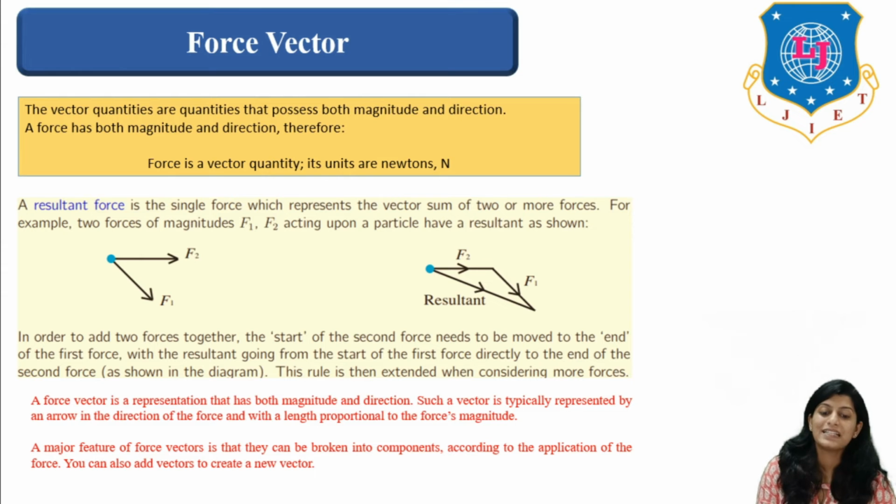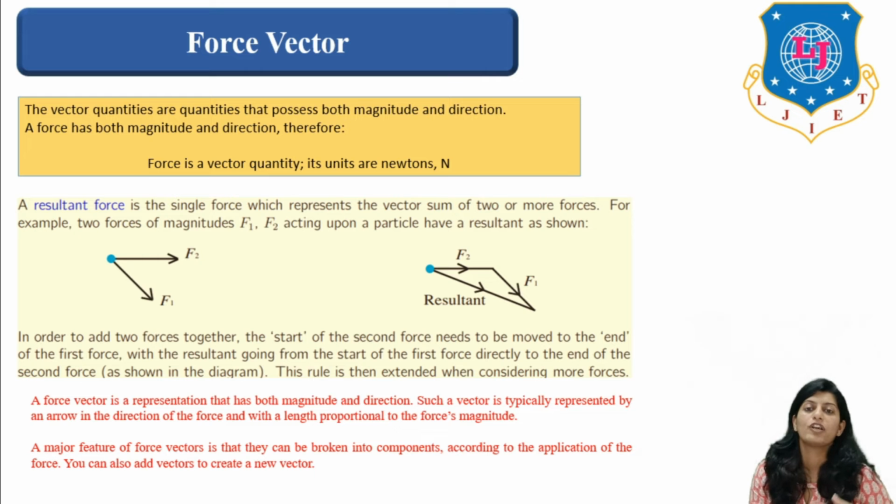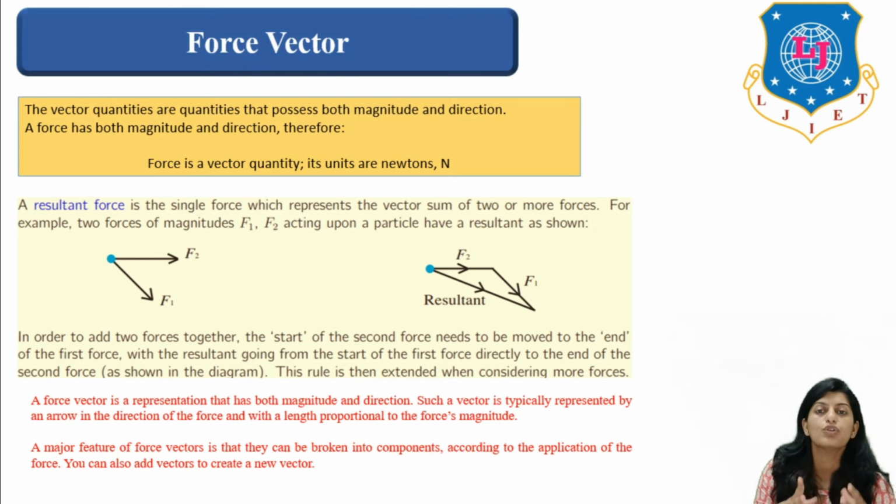A force is basically a representation that has both magnitude and direction. We know that, and that's why it is termed as a vector quantity. A major feature of a force vector is that it can be broken into components according to the application of force, and you can also add them to create a new vector having the combined magnitude of all those forces, right?